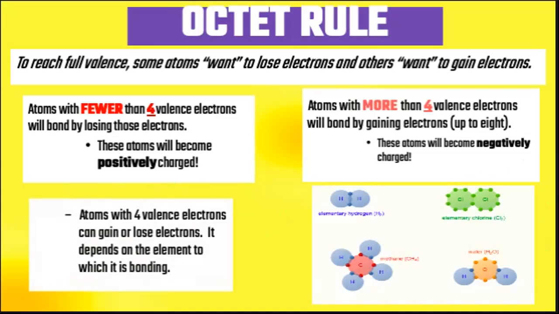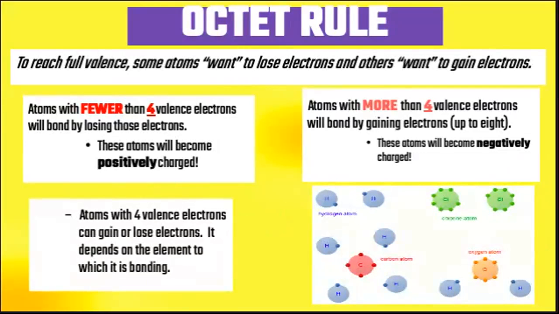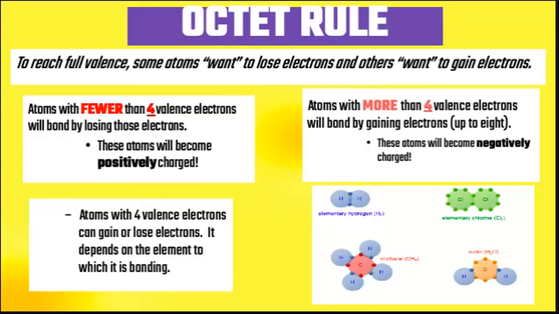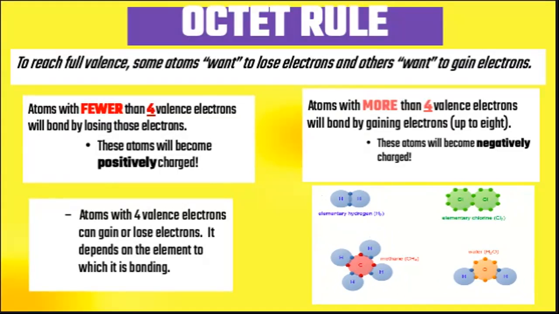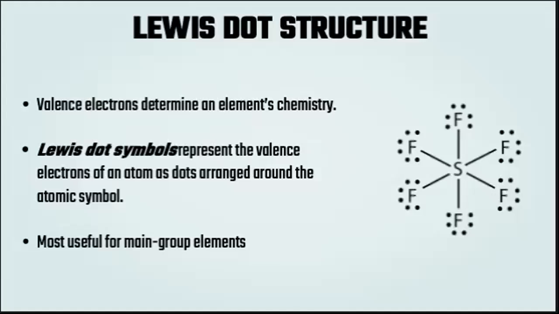Okay? Now, we will be representing these electrons. Take note, using the LEDs. LEDs stands for Lewis electron dot structure. The valence electrons determine an element's chemistry. A Lewis dot symbol represents the valence electrons of an atom as dots arranged around the atomic symbol.